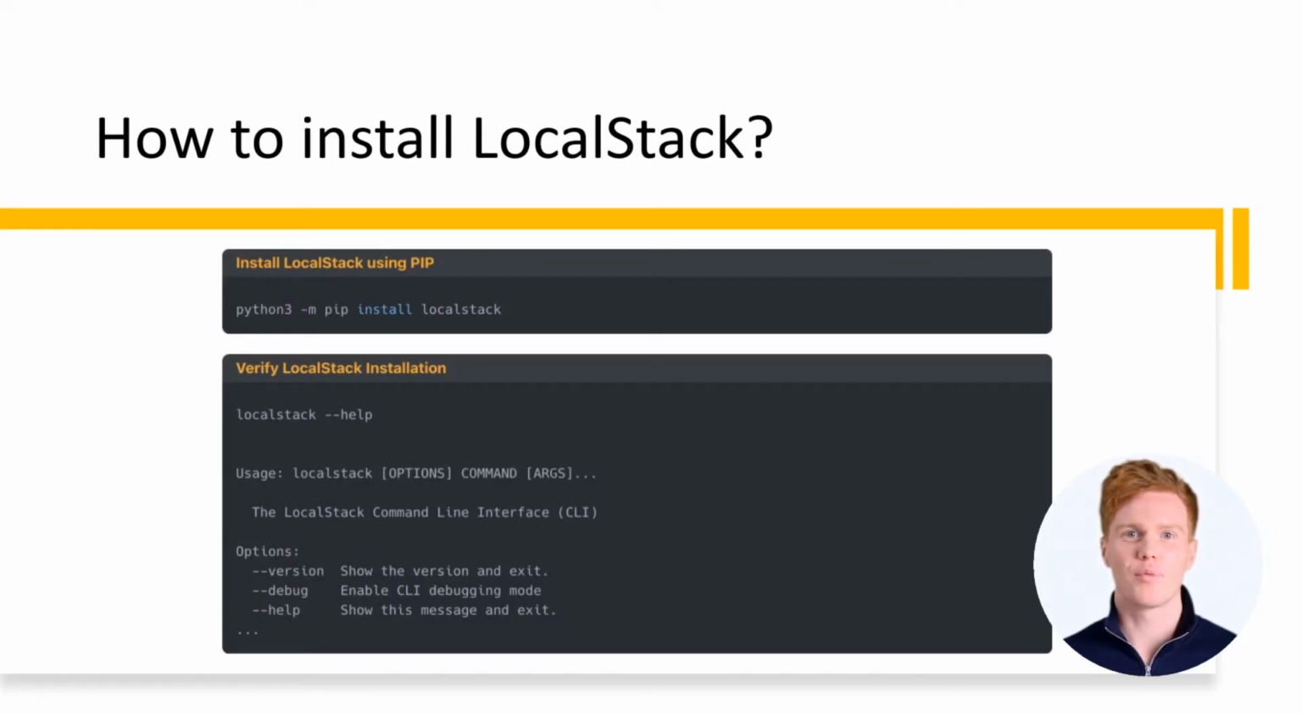LocalStack provides a few ways of getting started and deploying AWS services locally: LocalStack CLI, Docker Compose, Helm. Installing the LocalStack Command Line Interface (CLI) is the easiest way to install LocalStack on a local machine and get started with it. To install LocalStack, we will use Python's package manager (pip). Once installation is complete, you can verify the installation of LocalStack.